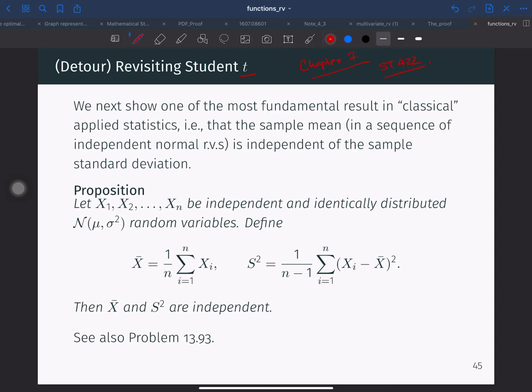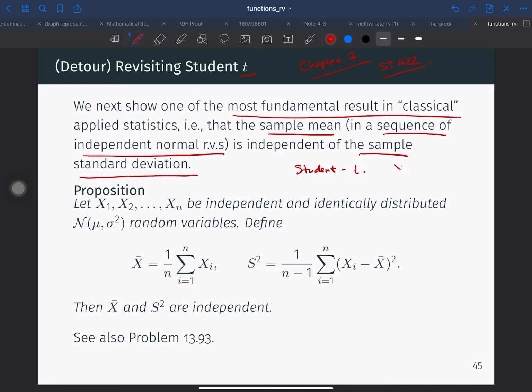So let us now show one of the most fundamental results in classical statistics. That is that the sample mean in a sequence of independent normal random variables is independent of the standard deviation. If you take an elementary statistics class, you would have talked about the student T statistic, where you take the sample mean minus the supposed true mean divided by the estimate of the standard deviation, divided by n minus 1, and you claim that this is student T with n minus 1 degrees of freedom. So let's prove that.